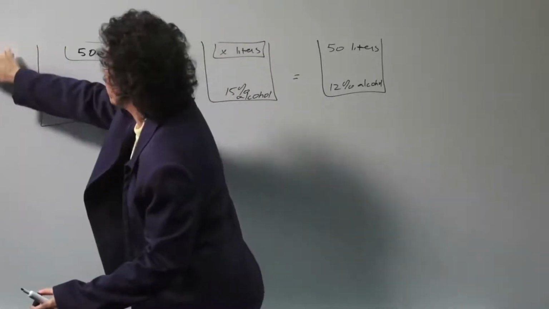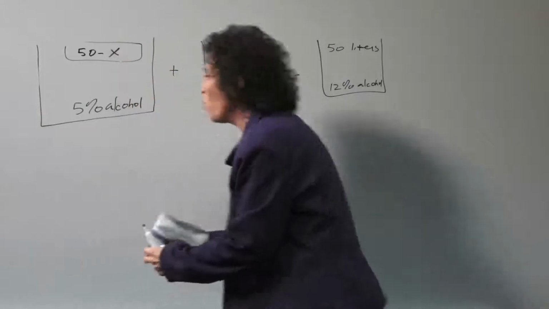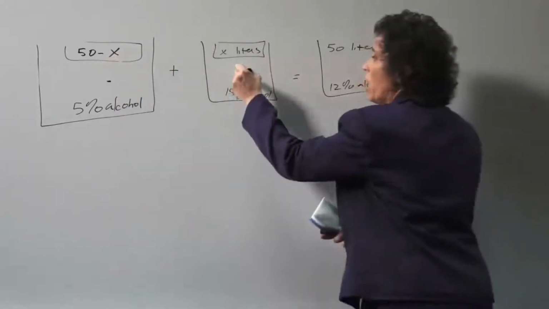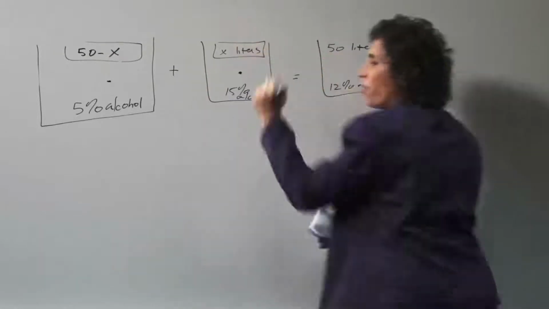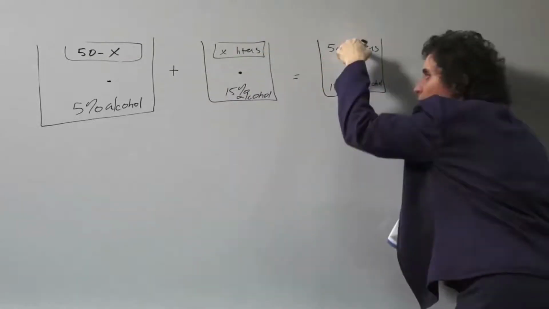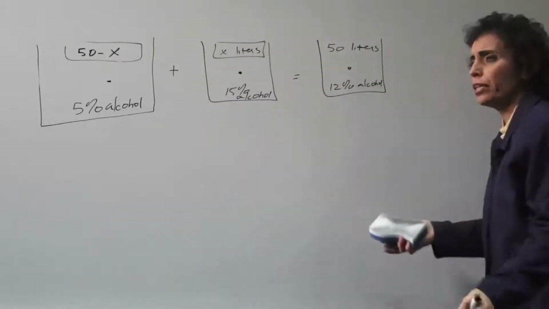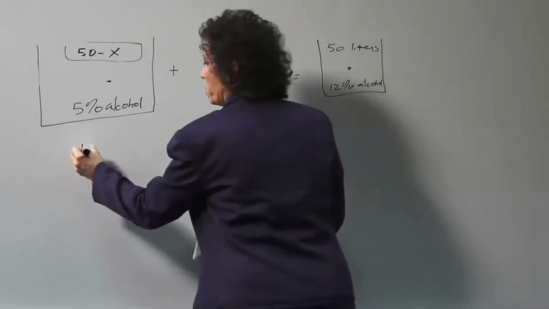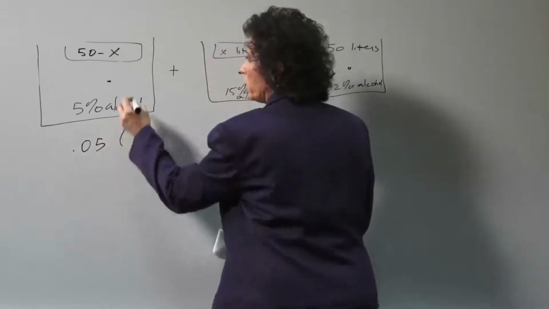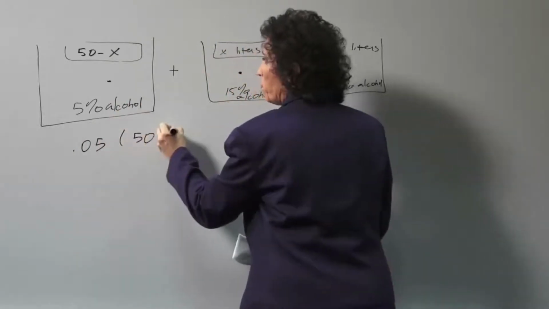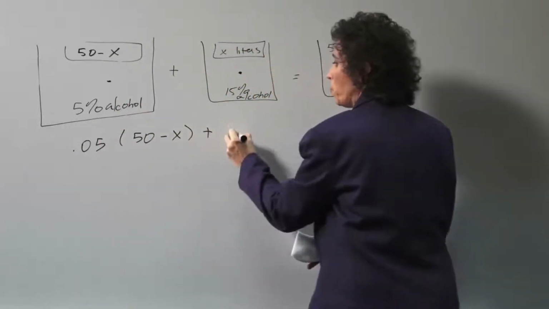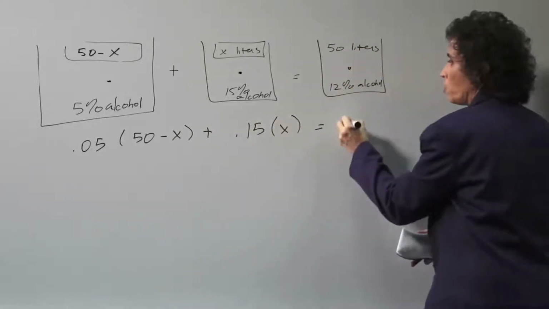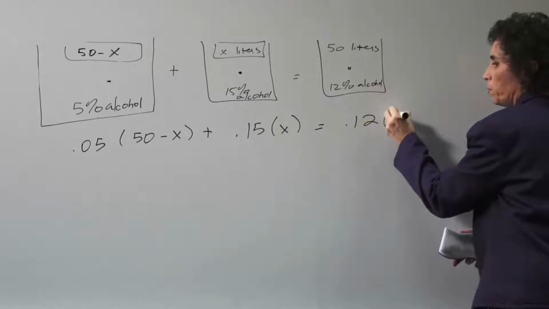Again, it doesn't really matter, but I'm multiplying. Another way to think about it is I have 5% of this, I have 15% of this, I have 12% of this, which means I'm multiplying. So either way you turn it, it's multiplication. So now I have 0.05, because that's 5%, of 50 minus X, plus, so we multiply what's in the beakers, 0.15 times X equals 0.12 times 50.